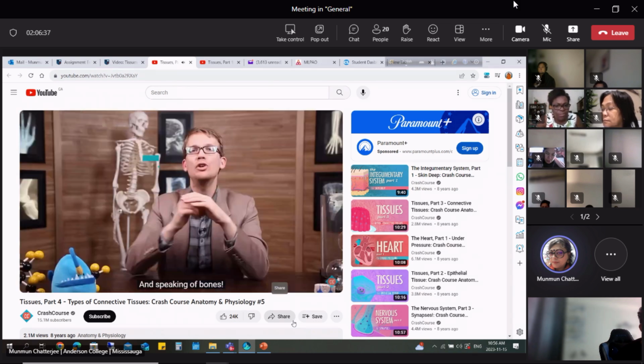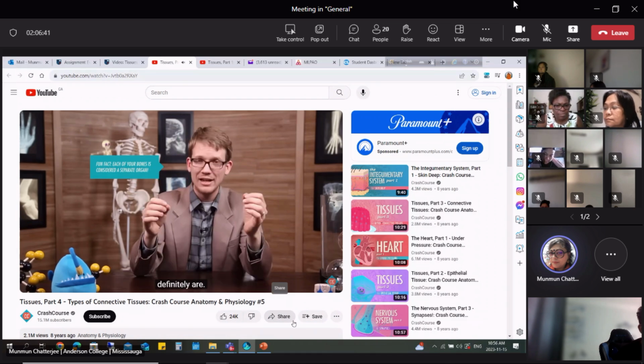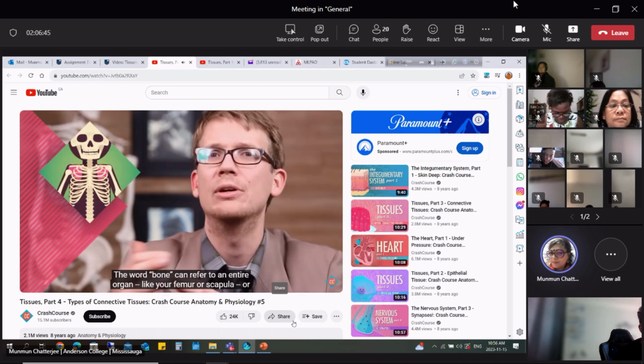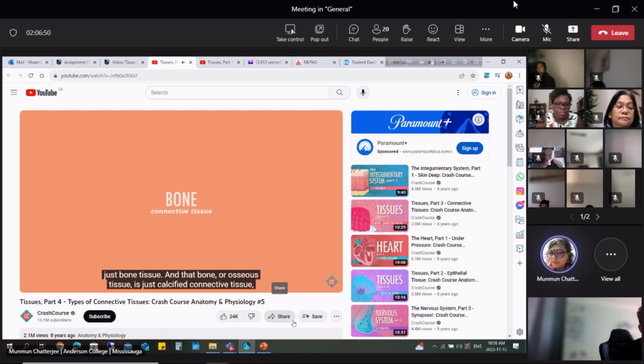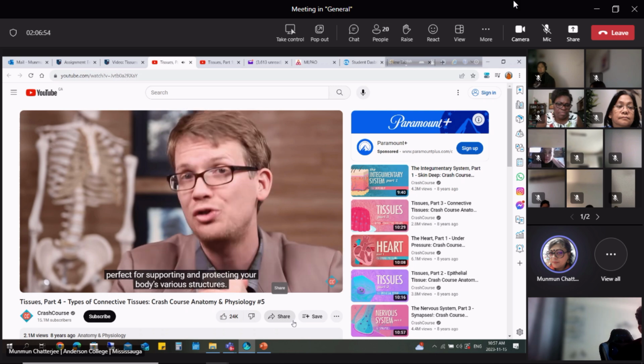And speaking of bones, although you might not think of something so hard and durable as living tissue, bones definitely are. The word bone can refer to an entire organ, like your femur or scapula, or just bone tissue. And that bone, or osseous tissue, is just calcified connective tissue, perfect for supporting and protecting your body's various structures.